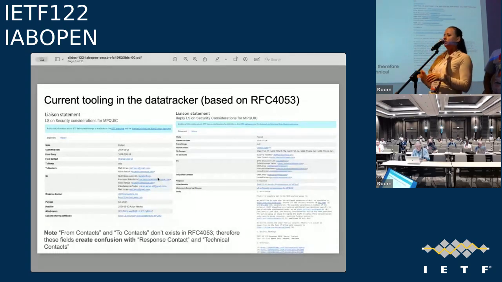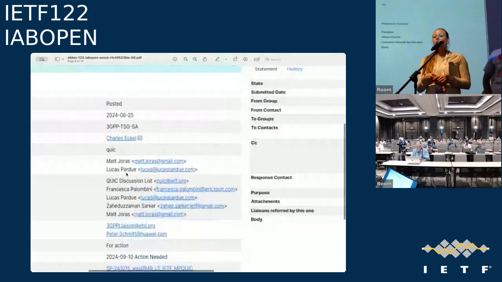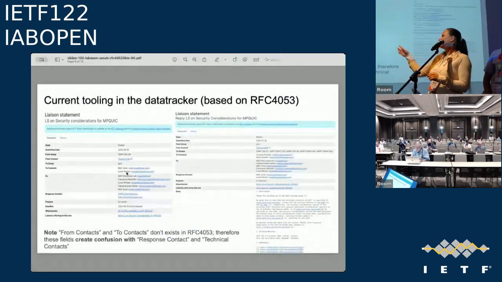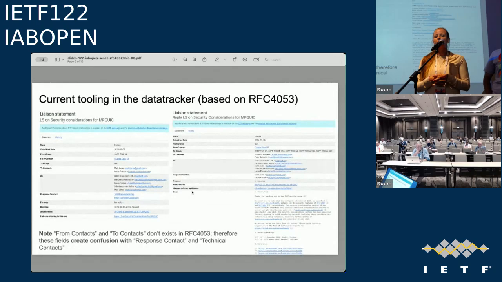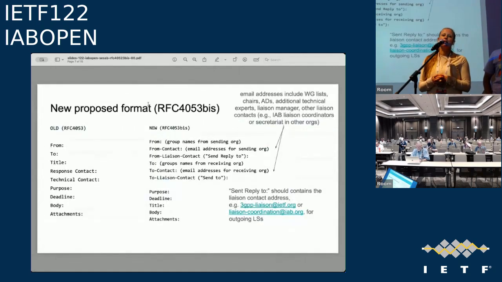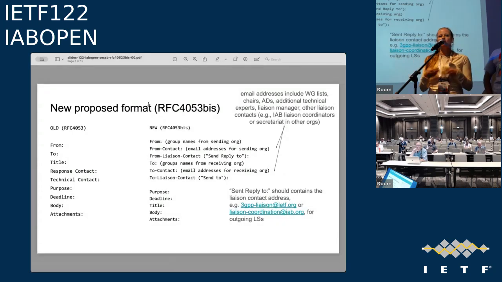This you can't read probably, but you can look at the data tracker. This is how our tooling looks right now. It has a bunch of fields, and they sometimes lead to confusion. We have the from contact, the technical contact, the response contact, and so on. So what we're also changing is trying to simplify this and make it clearer which information to put in which field, which you can see in the next slide. Basically, we try to have only two groups of contact information. One is who this is from, which group, and what are the email addresses connected to this group. This includes everybody: the chairs, the ADs, the liaison contacts, the experts. And then who to send this to, which is all the addresses from the other organization we are sending this to. So we try to simplify that, but look at the details in the draft, and hopefully the tooling will change as well at some point. Next.